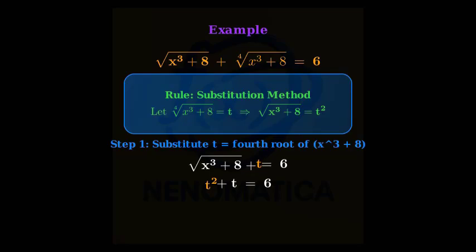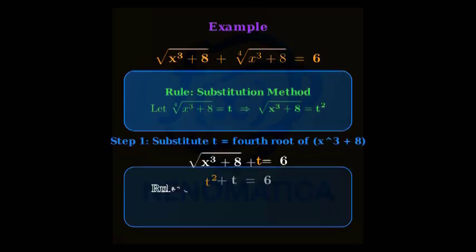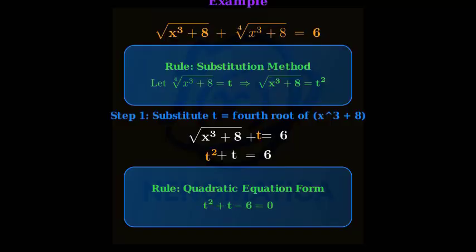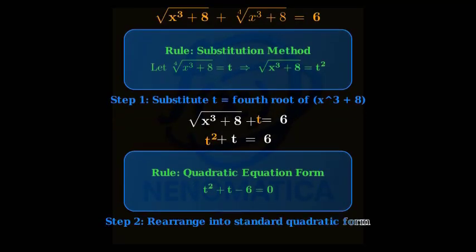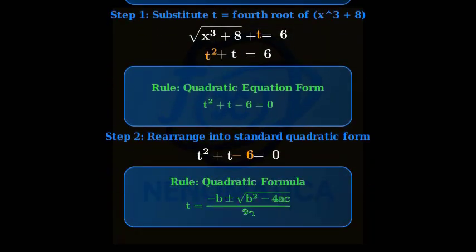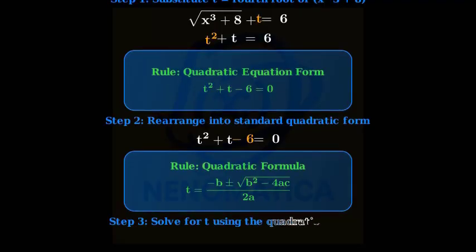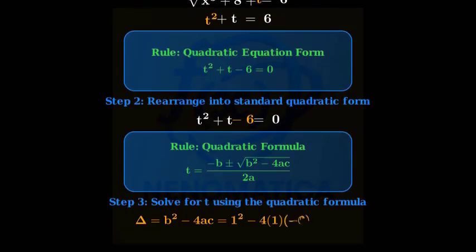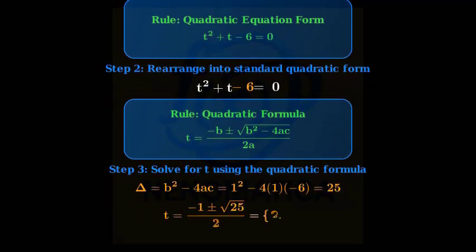Step 2. Rearrange into standard quadratic form. Show the rule box for the quadratic form. Add the step title. Move all terms to the left to get t squared plus t minus 6 equals 0. Step 3. Solve the quadratic using the quadratic formula. Show the quadratic formula rule box. Add the step title. Compute the discriminant. b squared minus 4ac equals 25. Find the two roots, t equals 2 and t equals negative 3.